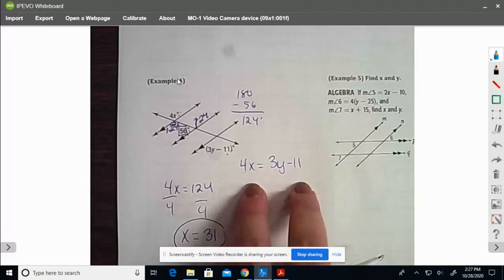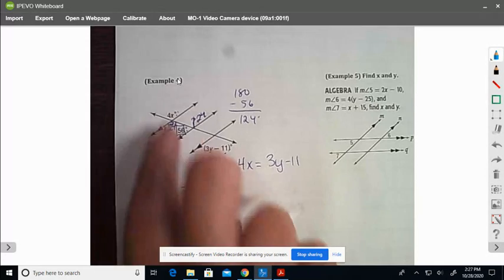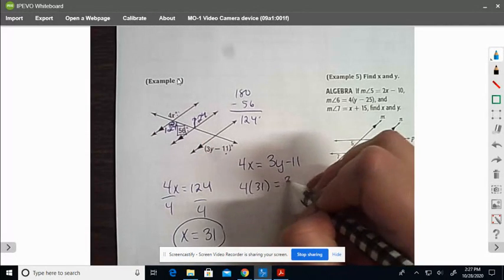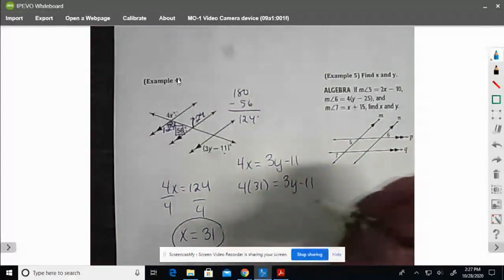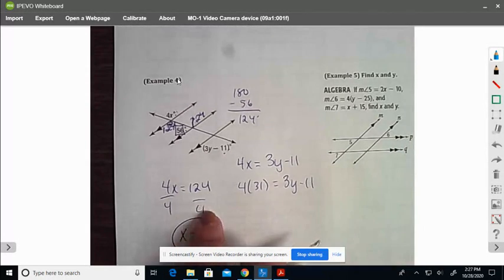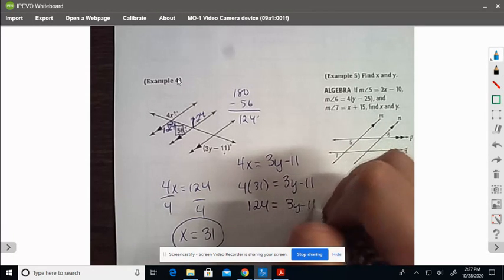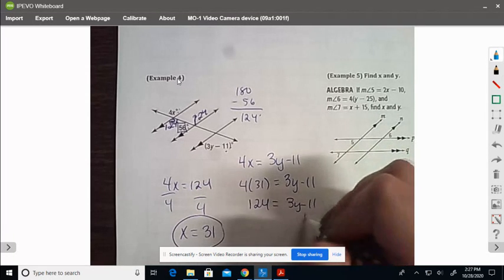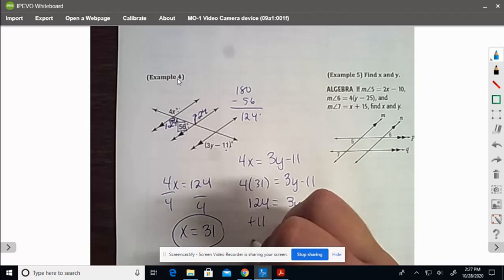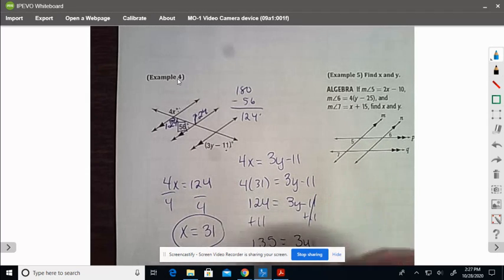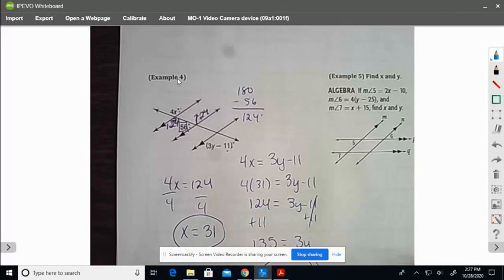Now I already set this up over here knowing that those are alternate exterior. So now I can solve it because I can plug 31 in for x. Then I'm going to do 4 times 31, which gives me 124. And then I'm going to add 11 to both sides. I get 135 equals 3y. And when I divide by 3, I get that y is 45.